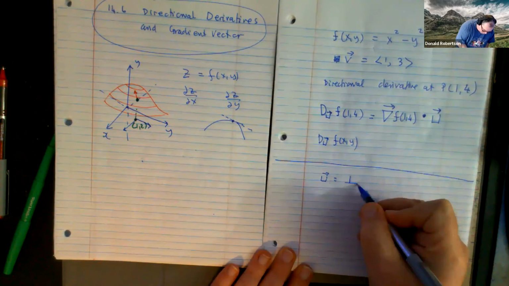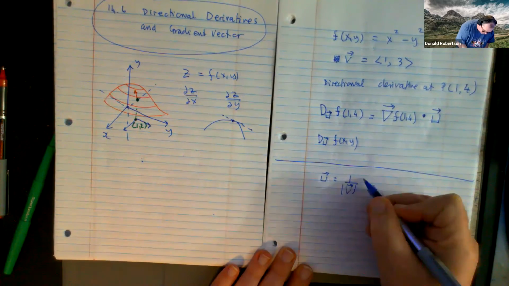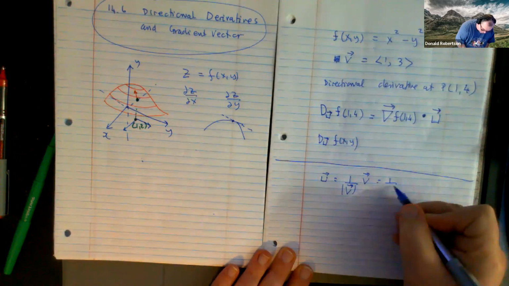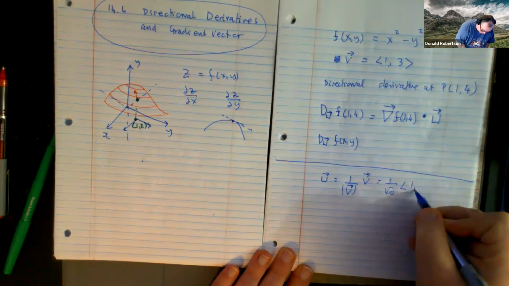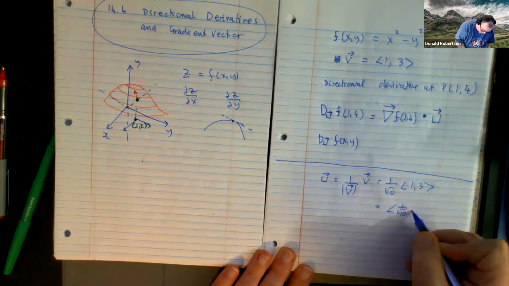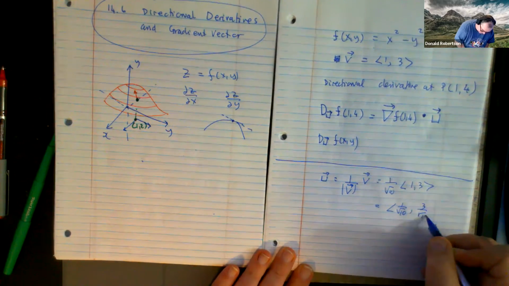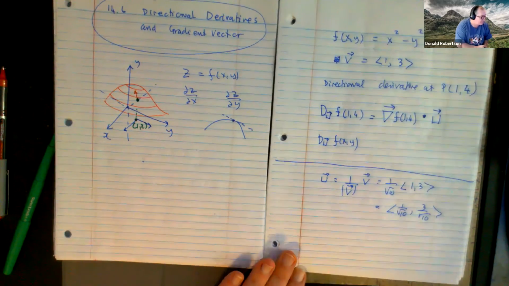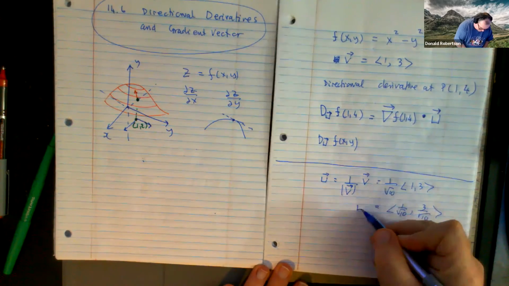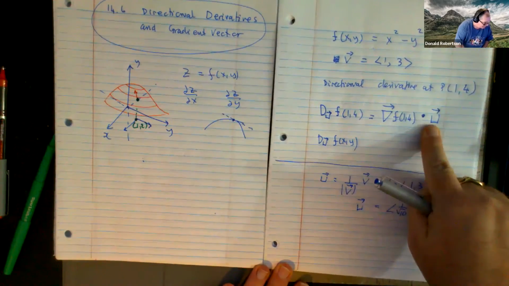So it's going to be 1 over the magnitude of v with the vector v. That one I can do in my head. I believe it's square root of 10. So we are looking at 1 over root 10, 3 over root 10. I know that's a bit quick, but are you comfortable with what I just did? Right. We need a unit vector, right?